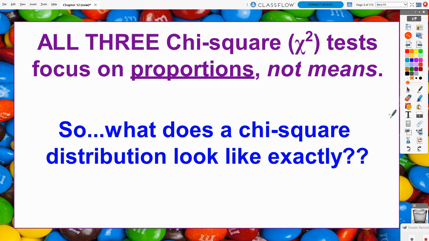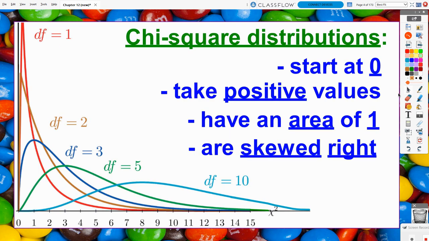So what exactly does a chi-square distribution look like? Because we've been dealing with normal distributions and t-distributions, which looked a lot like normal distributions, but were shorter in the middle, fatter on the tails. So what does a chi-square look like exactly? Well, a chi-square is going to look very different from a normal or a t-distribution.